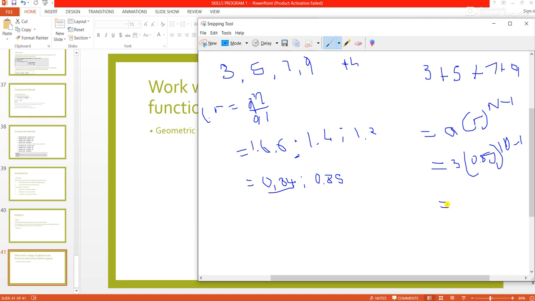When you use a calculator, this will give us the answer. For argument's sake, I just provided an example, a randomly created series, but in normal circumstances, they'll provide you a series where you'll find whole numbers, not fractions. So 3 times 0.85 to the power of 10 minus 1 is 2.55. My handwriting today is bad.